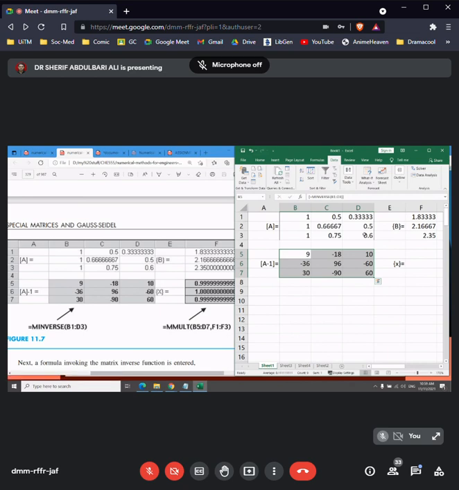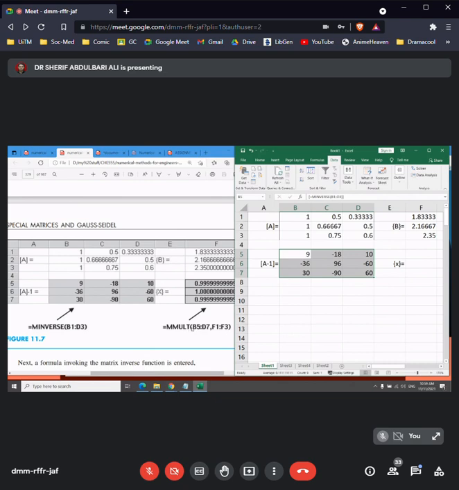Okay, so now I have the matrix inverse. So what I need to do to find the x's, I need to multiply this matrix with the constant b to find x1, x2, and x3. To find those answers, I'm going to use another function. We call it MMULT, matrix multiplication.